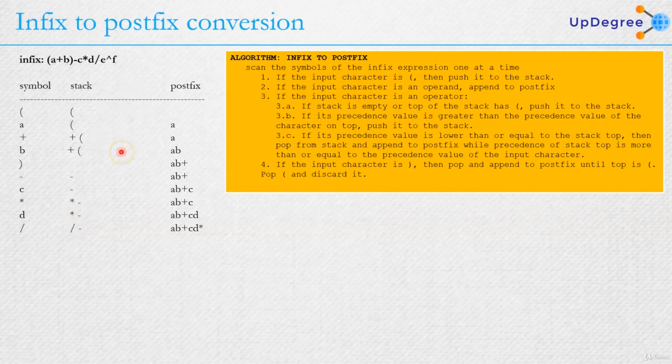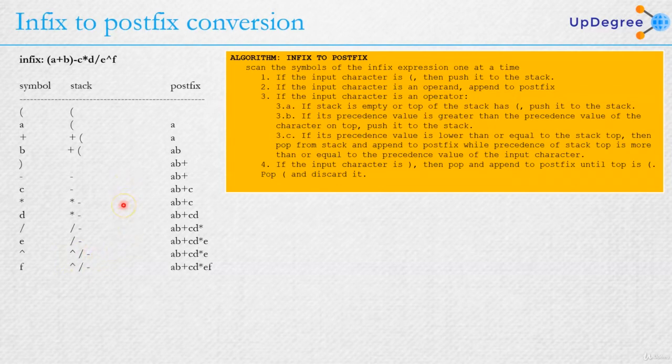Okay, next symbol is E, which is an operand, and we are going to append it to the postfix. Okay, next symbol is exponent operator. So in case we get an exponent operator, then we have to look at rule number 3b. The precedence value of the operator is greater than the precedence value of the operator which is on the top of the stack. Basically, the precedence value of exponent is more than the precedence value of division, so we are going to push it onto the stack.